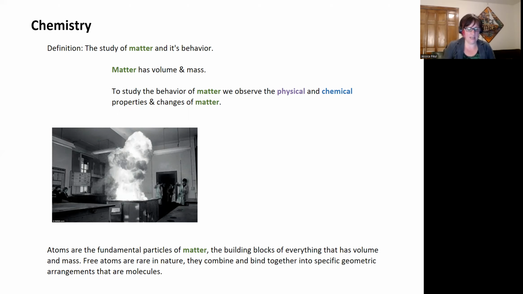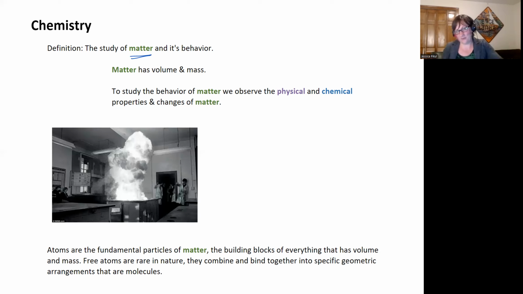Chemistry is the study of matter and its behavior. But really, we're just looking at matter, and matter is everything around us that has mass and volume. So it takes up space and it has weight to it, right? And so in general, when we're studying things that are matter, we're observing how they behave physically and chemically as well. So we're looking at their chemical and physical properties as well as the physical changes they can undergo or the chemical changes they can undergo.